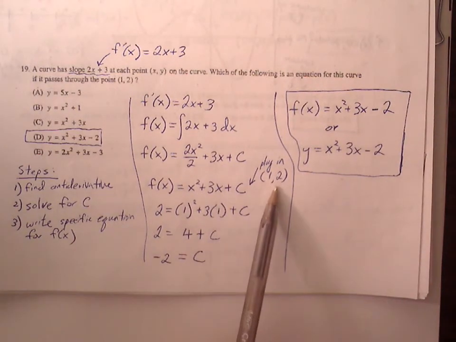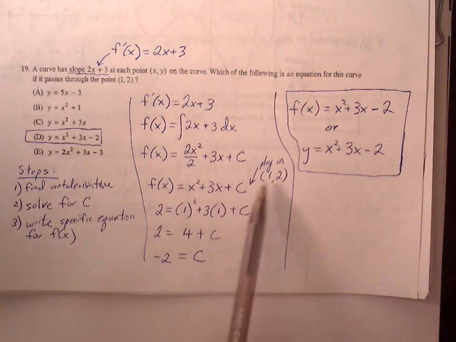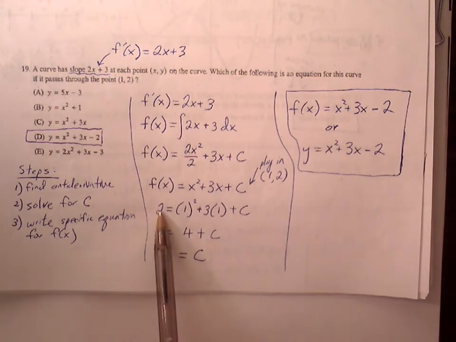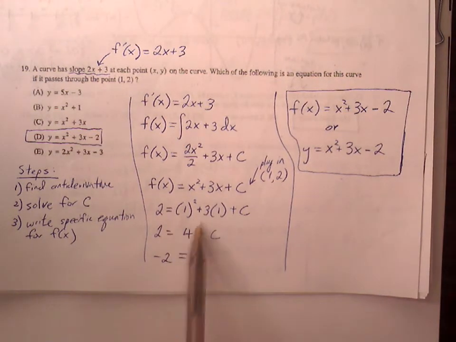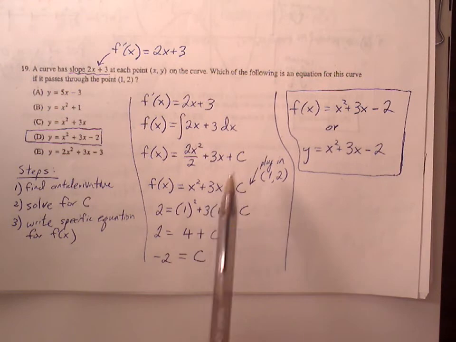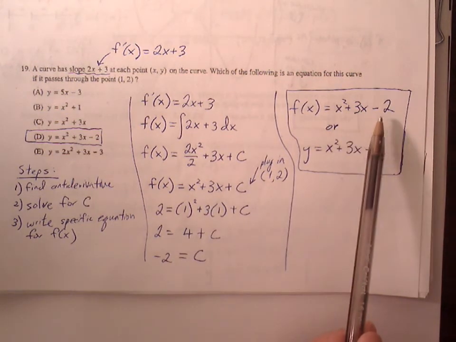We have a specific ordered pair that can allow us to move from a general form to a specific form. Plug 1 in for x, plug 2 in for y, and then we solve for c. So 1 plus 3 is 4. We subtract 4 from both sides. We get negative 2. So our c value is negative 2. Our function is x squared plus 3x minus 2.